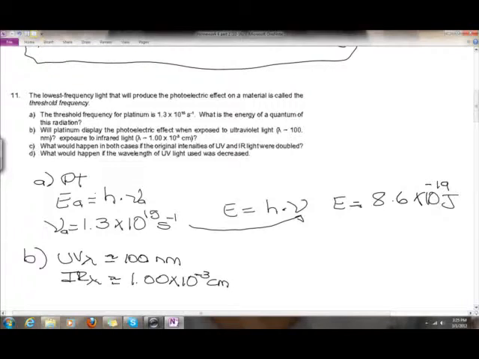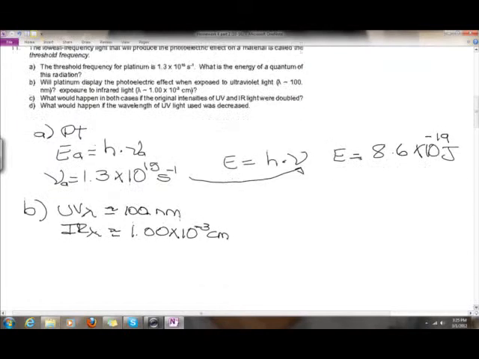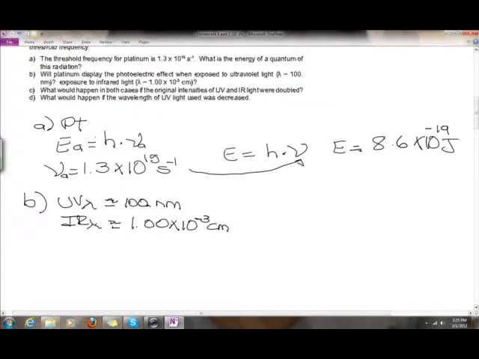So the first thing you have to do is start using these values in the energy formula. What's the first thing you're going to do? Let's calculate the energy for the ultraviolet and compare it to the energy of platinum, which produces a photoelectric effect. If the energy of the ultraviolet light is higher than this energy, it will produce a photoelectric effect, because this is the minimum needed.